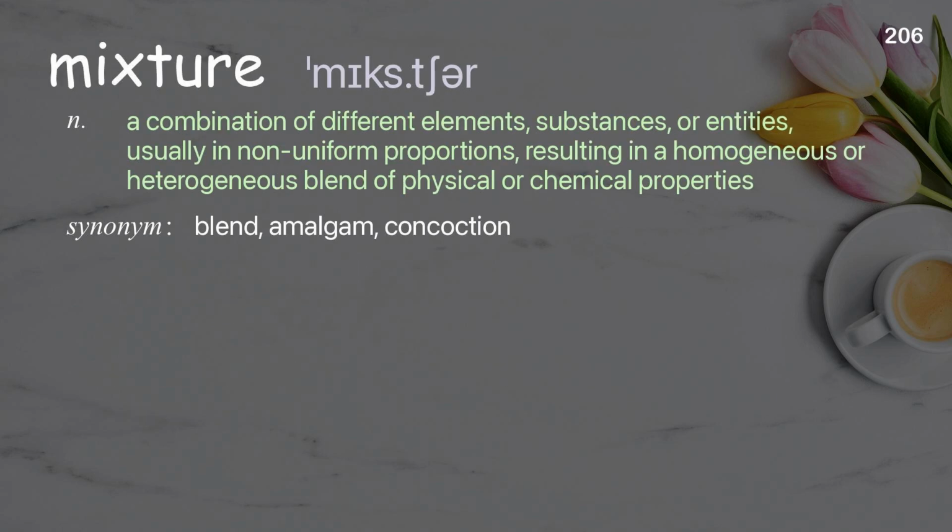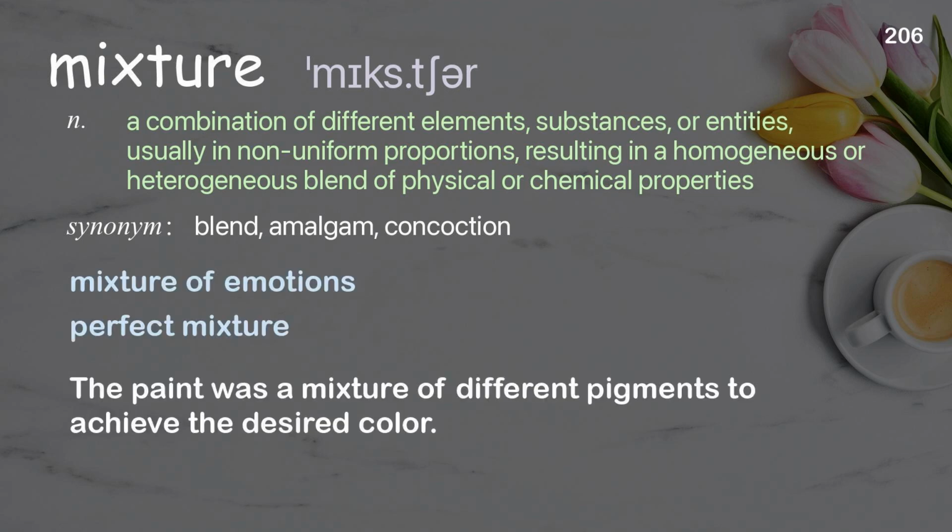Mixture. A combination of different elements, substances, or entities, usually in non-uniform proportions, resulting in a homogeneous or heterogeneous blend of physical or chemical properties. Examples: mixture of emotions, perfect mixture. The paint was a mixture of different pigments to achieve the desired color.